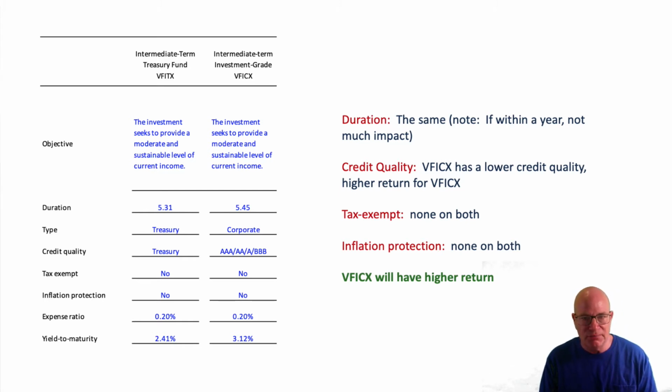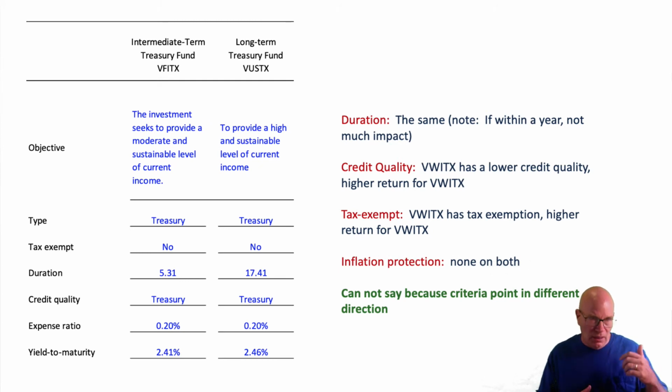Tax-exempt and inflation protection are the same. Credit quality points towards VFICX having a higher yield, and that is what we would expect. All right, let's go to the next two. We're still comparing to our intermediate term Treasury fund. Let's go to the intermediate term tax-exempt fund.